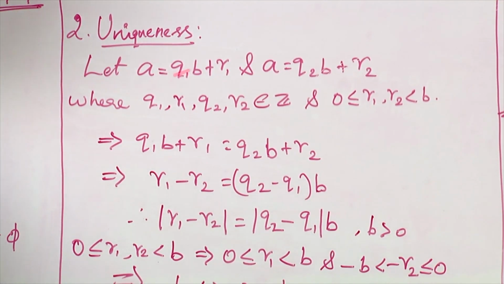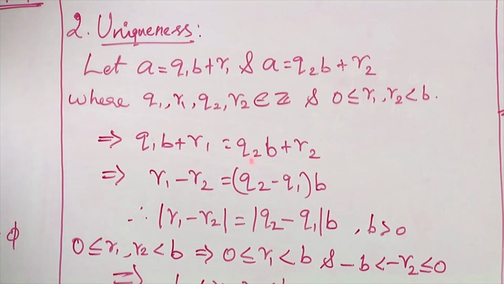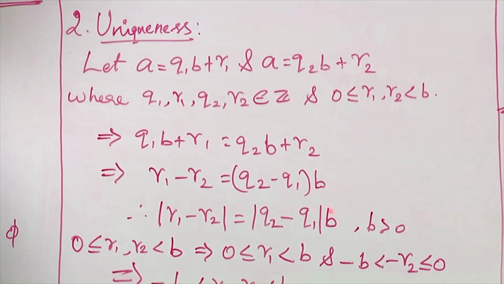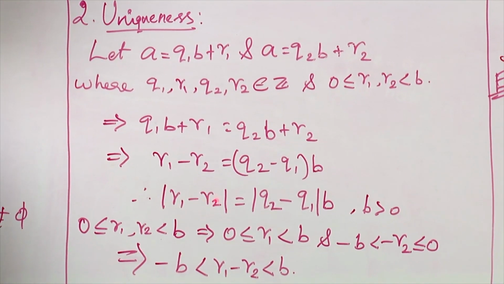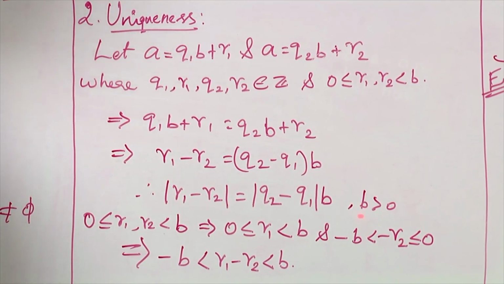So, now since both are a, we can equate them. I have q1 b plus r1 is equal to q2 b plus r2. From here, I am getting r1 minus r2 is equal to (q2 minus q1) multiplied by b. So, that also implies modulus of r1 minus r2 is equal to modulus of (q2 minus q1) multiplied by b, where b is already greater than 0.